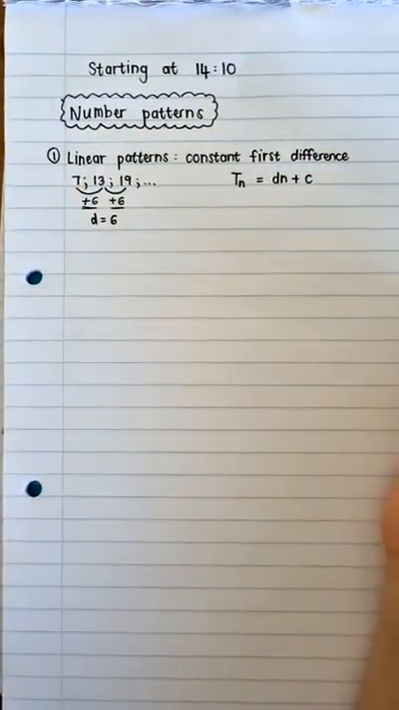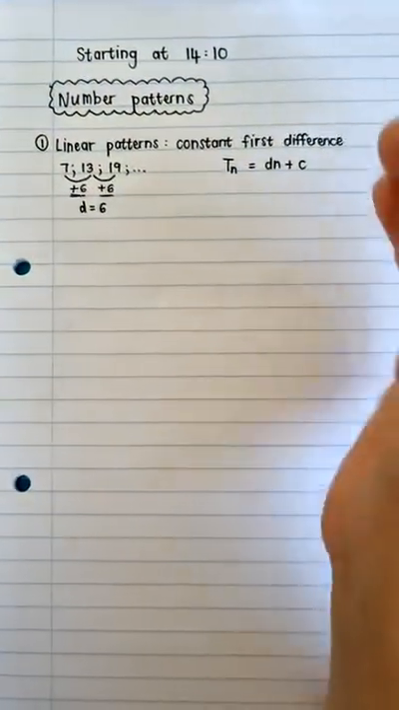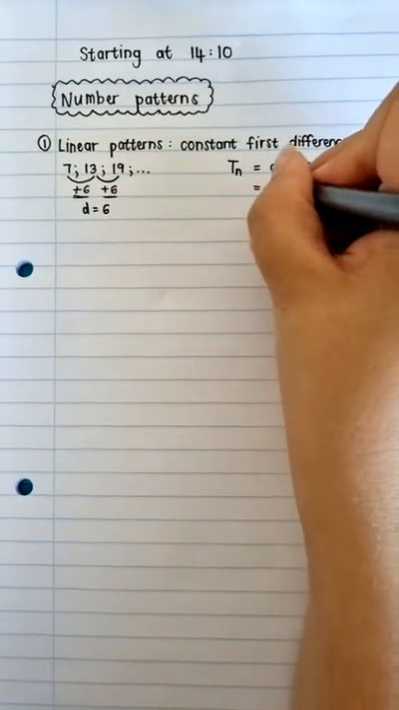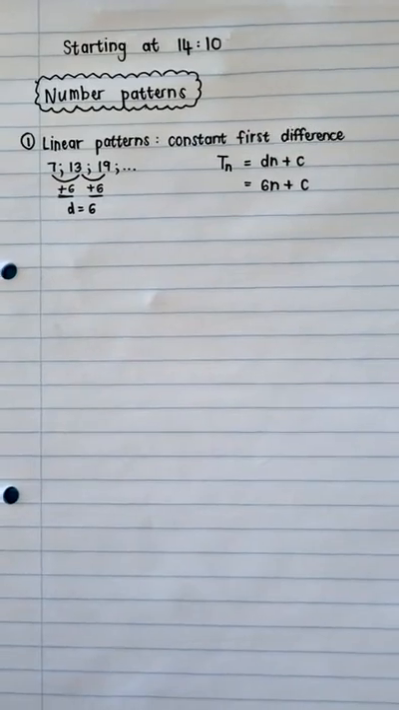You can definitely use A instead of D, so then your first difference would be A. I'm just using D. So here we would say that our formula is 6n plus C. Now we need to figure out what C is.